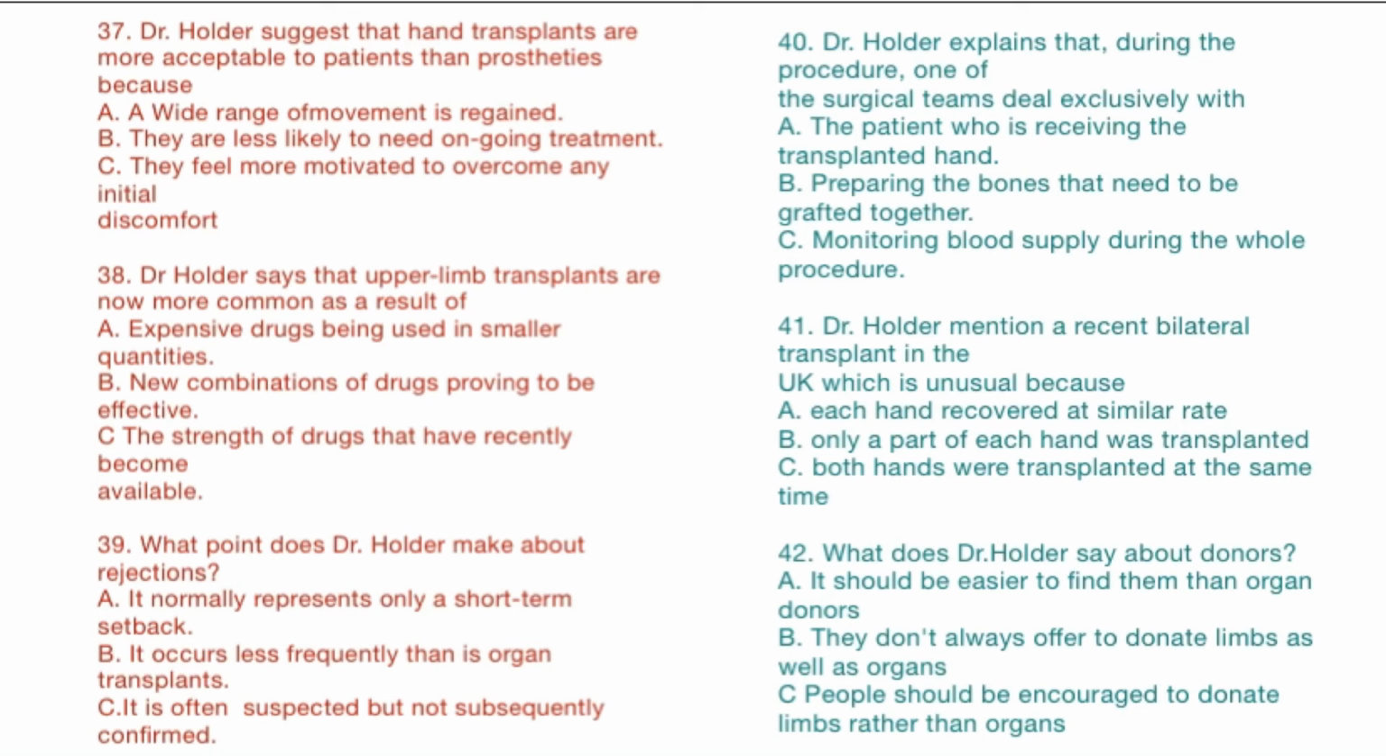So, what happens during a hand transplant operation? It's a 6-hour procedure which involves 2 separate surgical teams, one removing the hand from the donor and the other working with the recipient. Bones are joined with titanium plates and screws. As with other bone grafts, they should eventually heal together, but the plates are left in to ensure stability.